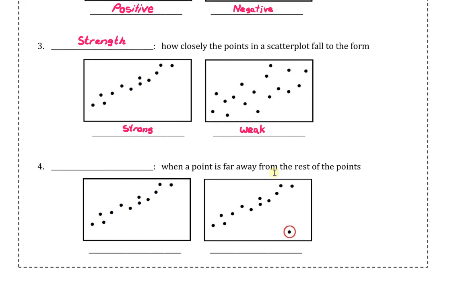The last aspect we would like to describe is if there are outliers present. An outlier is a point that is far away from the rest of the points in the scatterplot. If there are no outliers, all the points will be close to the form. However, if there is an outlier, you will notice it as a point that is just far removed from the others.